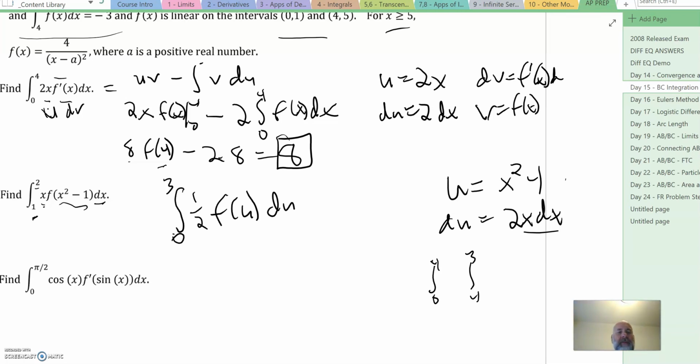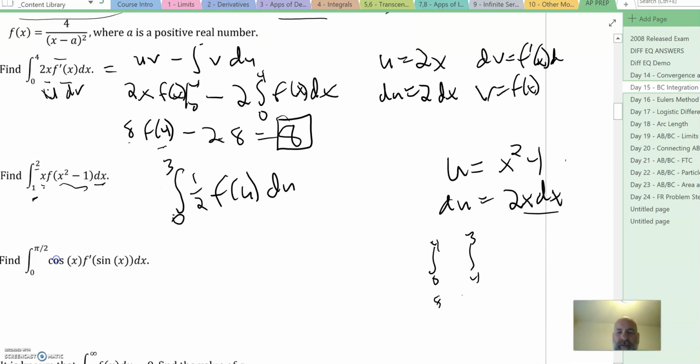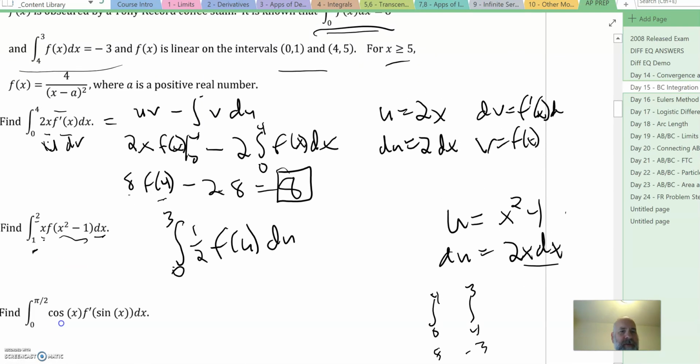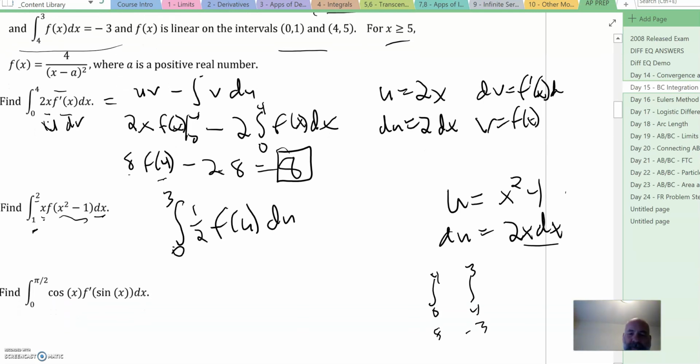And so the integral from 0 to 4 is 8, right? And the integral from 4 to 3 is -3. So that means the integral from 0 to 3 is 5, right? Yep, 5. Okay, just checking my answer, making sure. I did these last night and I didn't have time to record them, and I want to make sure, like, okay, my brain's still working on this one.